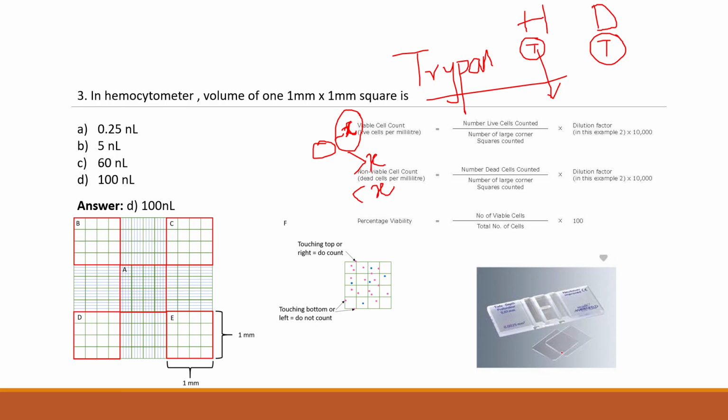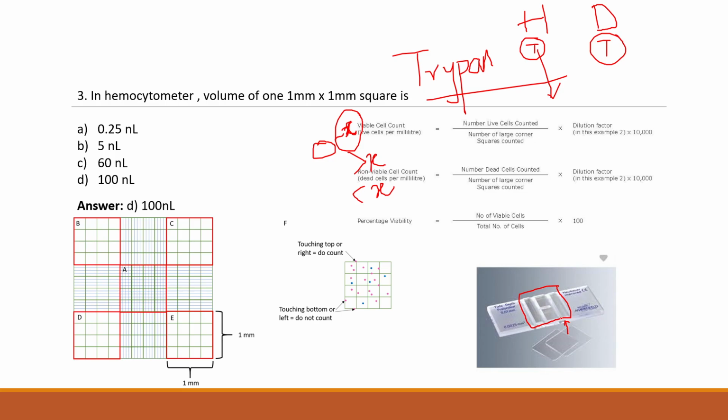You have a glass cover slip. You will place the glass cover slip on top of it, so it will cover this area. It will touch this so that your liquid will not move much, your cells will not move much because they are in suspension. And then you see this groove, you will load your trypan blue containing cells in this groove.